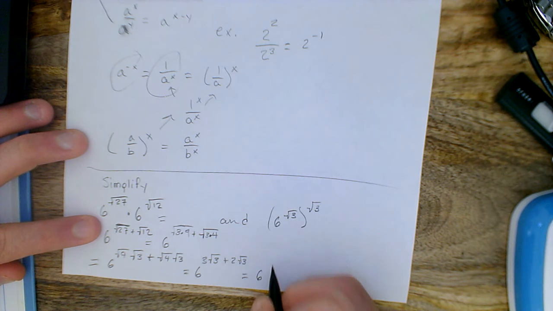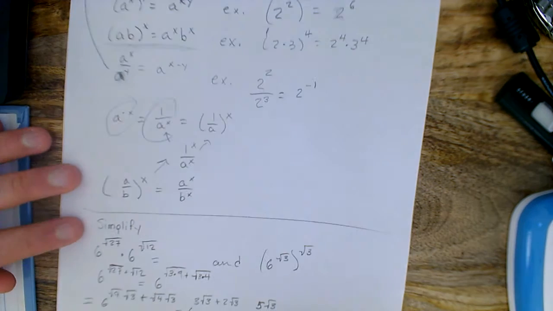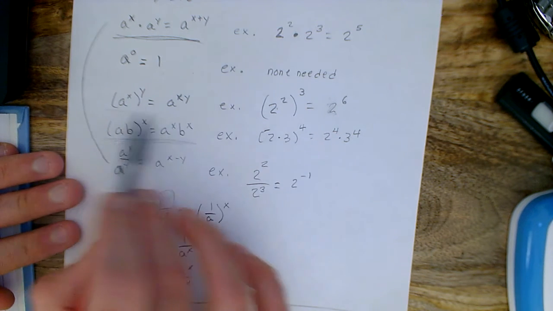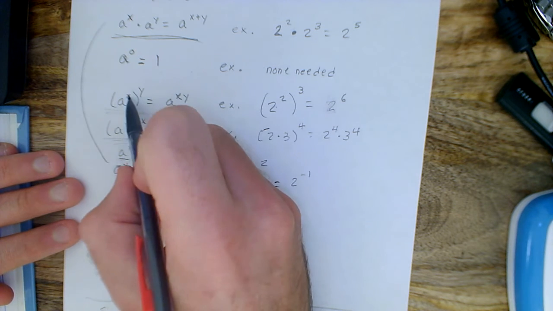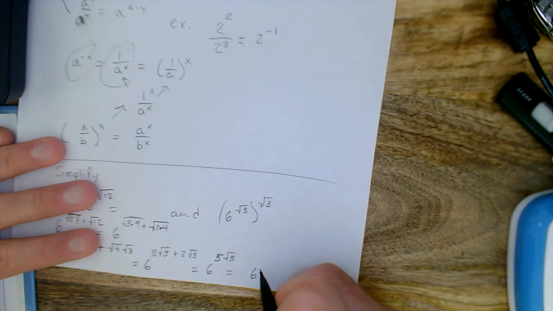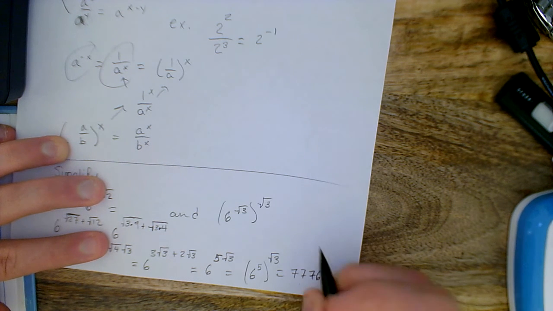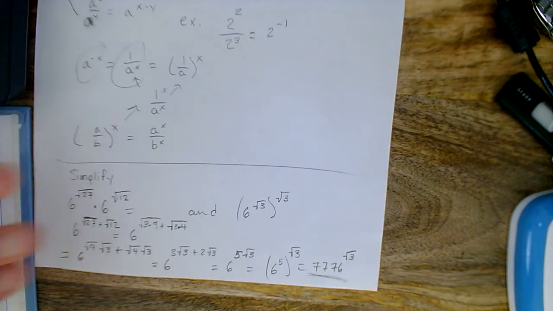Which is equal to 6 to the 3 root 3 plus 2 root 3, which is 5 root 3. And then this is going to equal, now I'm using this power rule in reverse. So 6 to the 5 times root 3 is the same thing as 6 to the 5 to the root 3 power. So this is going to be 6 to the 5th power, which is 7,776, to the root 3. And on this one, you can use your calculator.